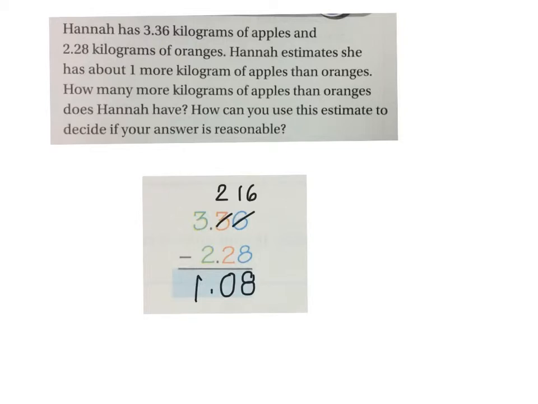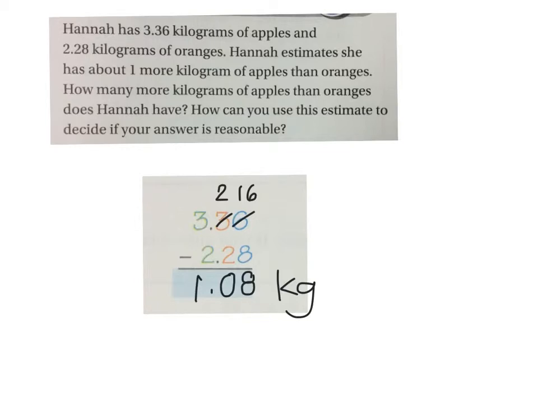Oh, decimal point. So she has 1 and 8 hundredths of an apple more than she has oranges. No? But it says 1 and 8 hundredths. Daniel, what am I doing now? Oh, so I need to make sure I label it correctly, because if I don't label it, it could be 1 and 8 hundredths donuts or 1 and 8 hundredths cats. What we're talking about here is 1 and 8 hundredths kilograms.